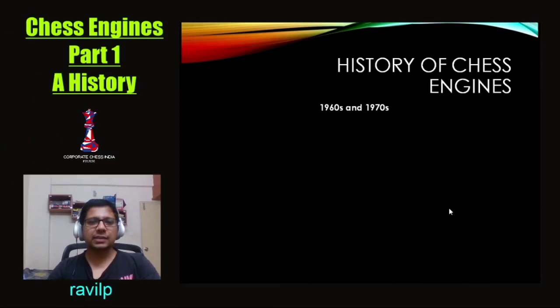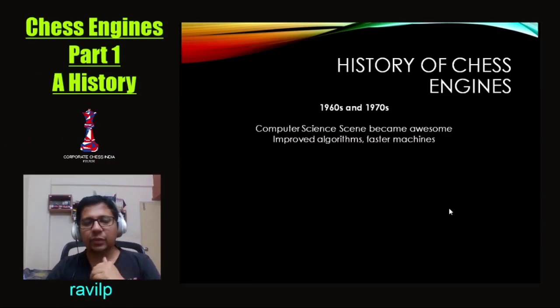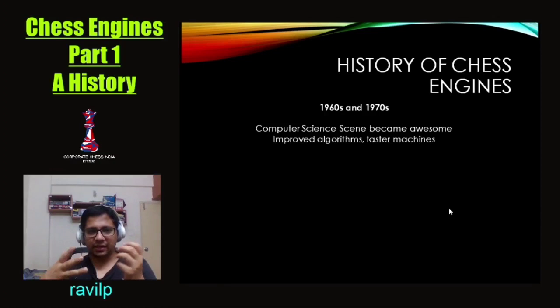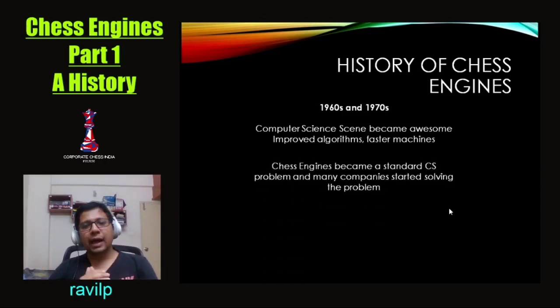The next era of chess engines was the 1960s and 1970s. This was a very critical, very great era where the strength of chess engines improved a lot. This was because, again, the computer science scene had become very awesome. There were improved algorithms, new techniques, and faster machines to solve all these big computational problems. And it was in this time that chess engines became a standard computer science problem, and a lot of companies like IBM started investing into this to create machines, or to give an engine, to solve chess problems.